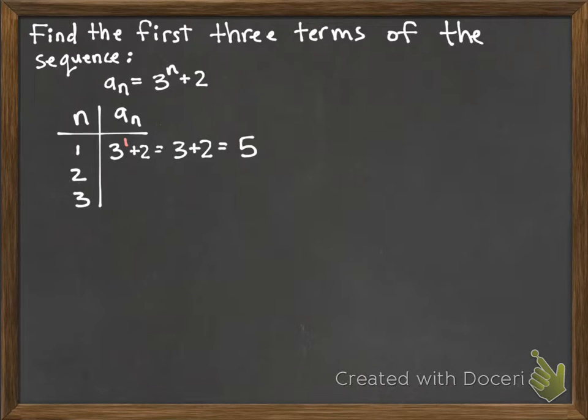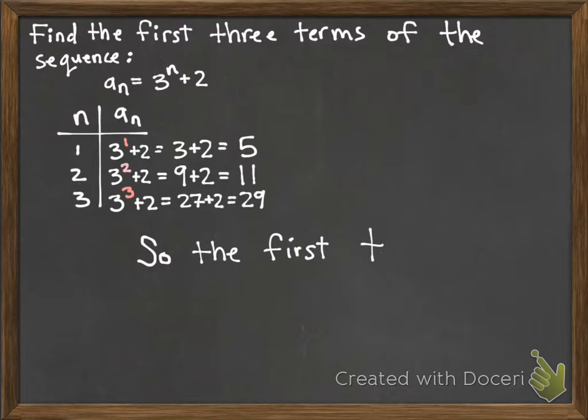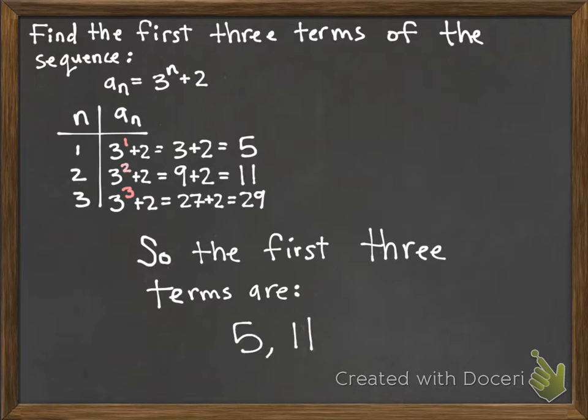When we plug in 1 for n, we get 3 to the power of 1 plus 2, which equals 5. When we plug in 2 for n, we get 3 to the power of 2 plus 2, which equals 11. And when we plug in 3 for n, we get 3 to the power of 3 plus 2, which equals 29, which means that the first 3 terms of this sequence from the equation are 5, 11, and then 29. You can keep going if you wish to find any term of the sequence.